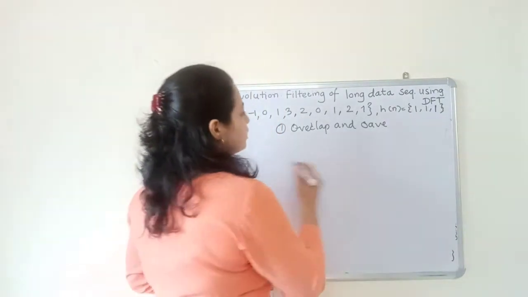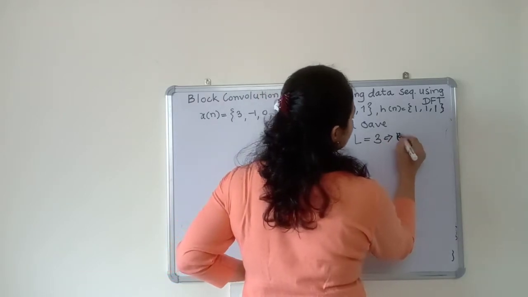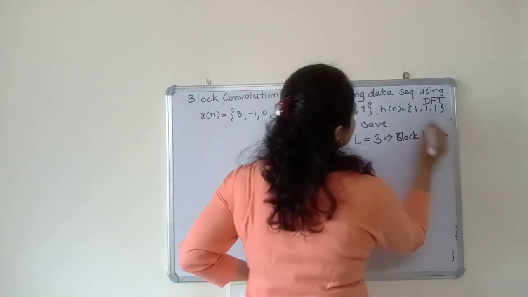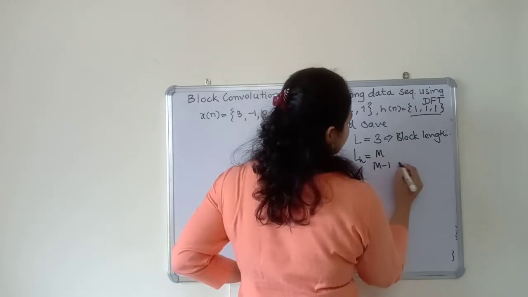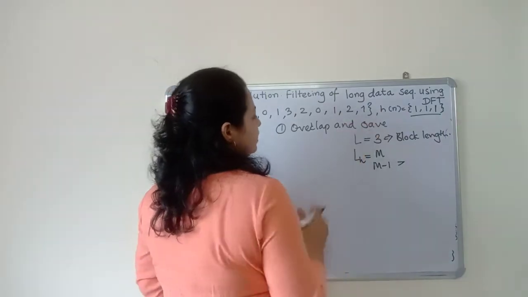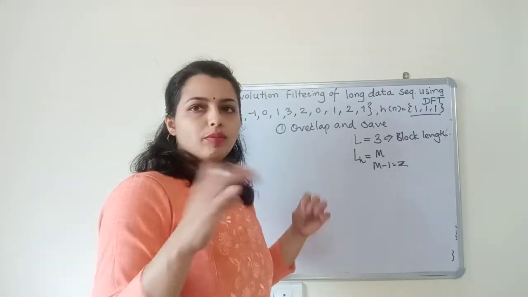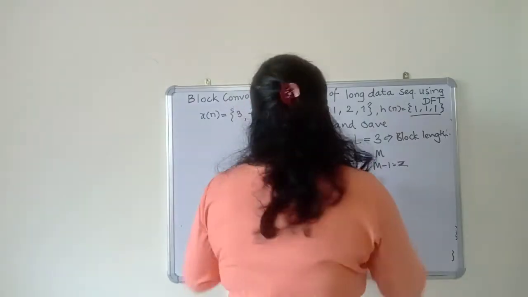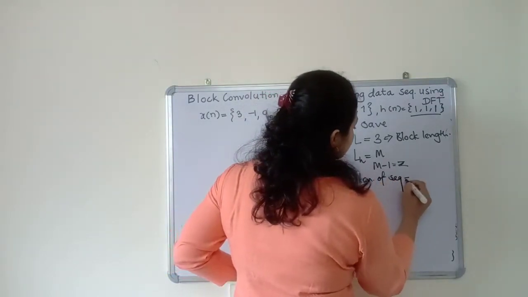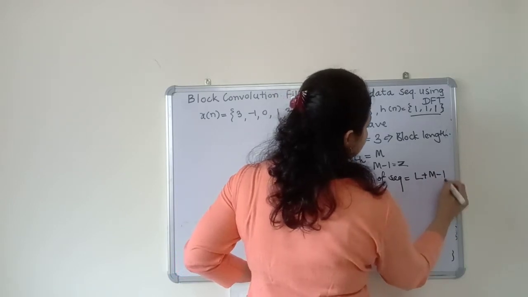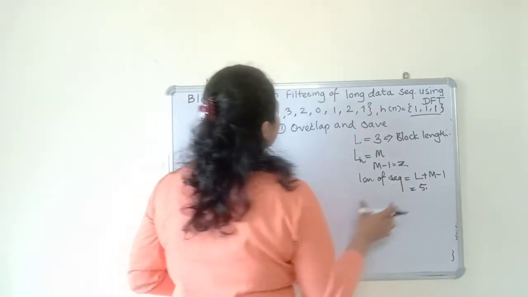First we decide a block length. Block length L, let us take it as 3. The length of h we take as M, and we take M minus 1 zeros, which in our case is 2. The sequence on which we are going to perform circular convolution with h of n, the broken part of x of n, has length L plus M minus 1. So it will be 3 plus 2, and our total sequence length will be 5.